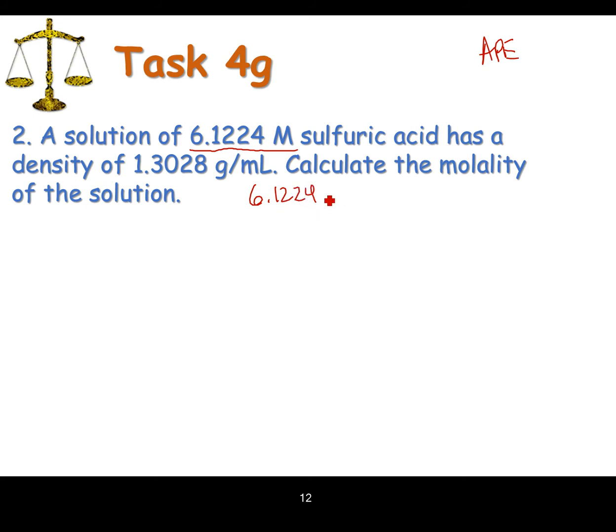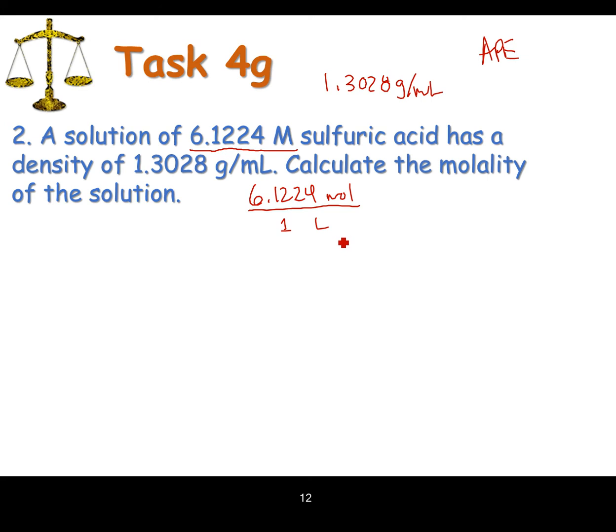This 6.1224 is in the unit moles per liter, so I'm going to write this as a fraction this time, per 1 liter. And this is the sulfuric acid, right? Well, the sulfuric acid isn't changing throughout the solution, so I'm going to leave this off just for the sake of simplified calculation. Now, the density is also given to us as 1.3028 grams per milliliter.